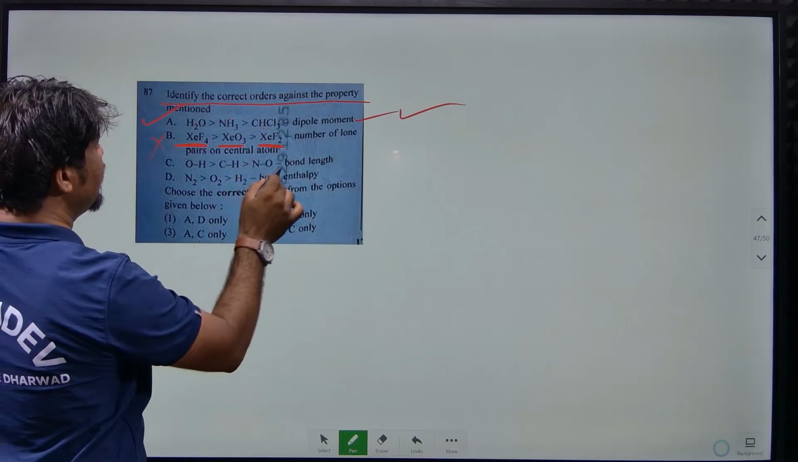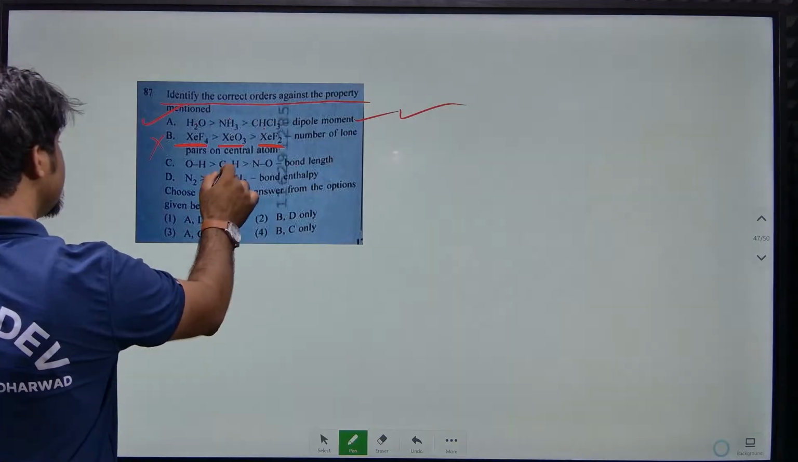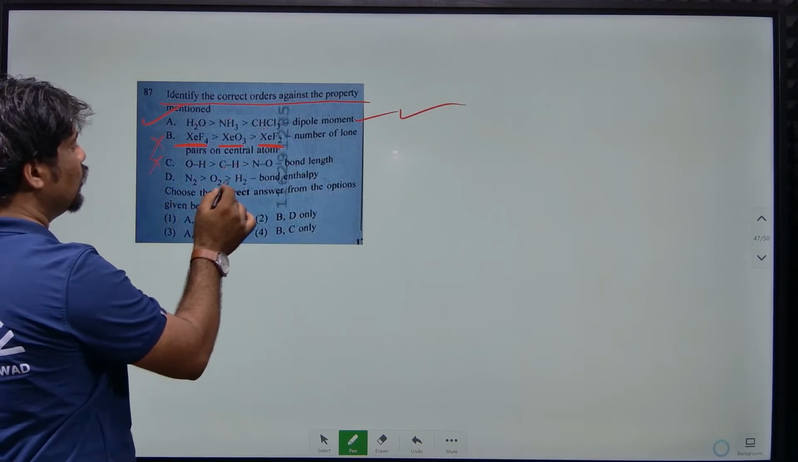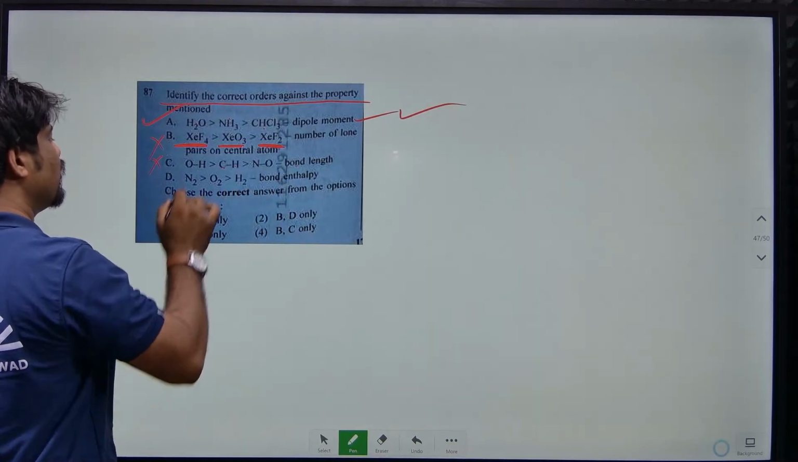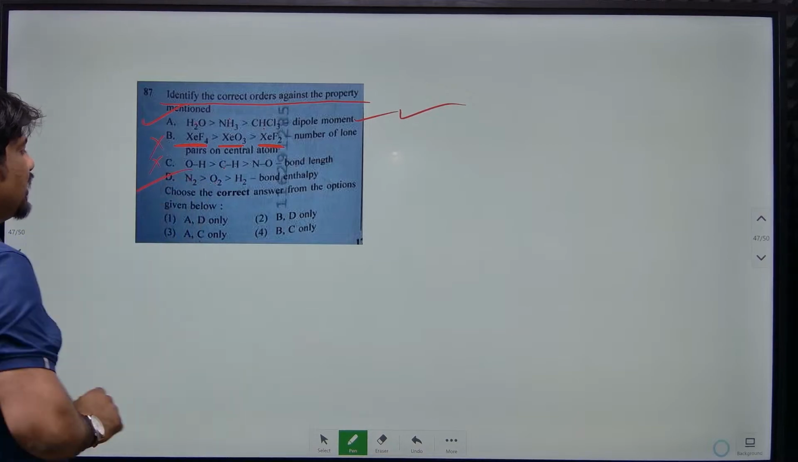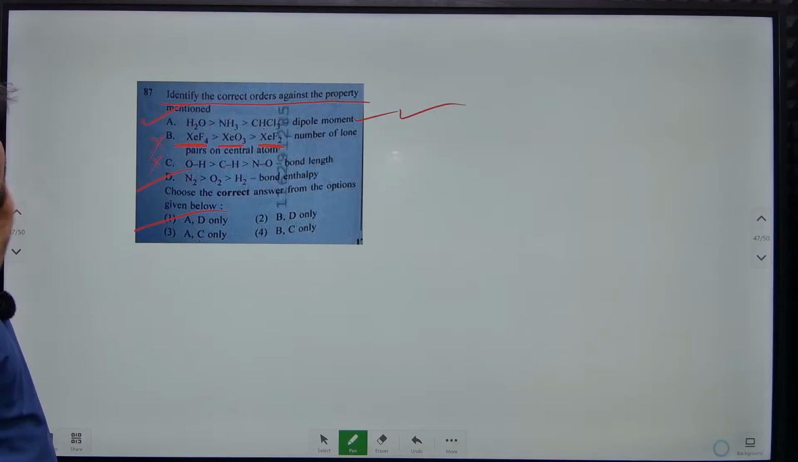OH, CH and NO, the bond length. Bond length, actually, CH is larger than OH, so C is also wrong. N2 is greater than O2, which is greater than H2, in bond enthalpy. Of course N2 has the larger bond enthalpy because of the triple bond, then double bond, then single bond. Option D is right. So only A and D are the right answer for the question here.